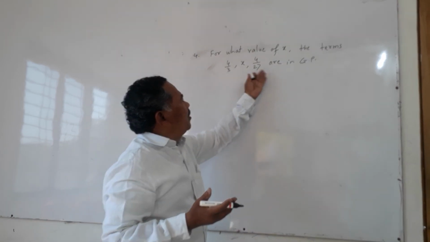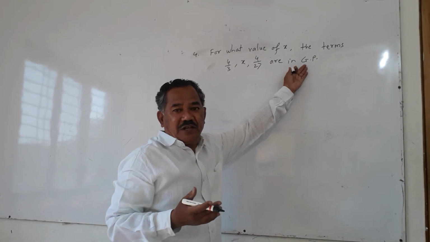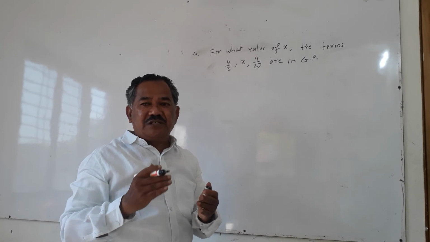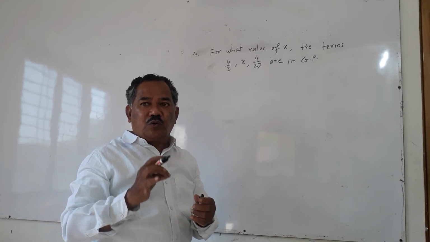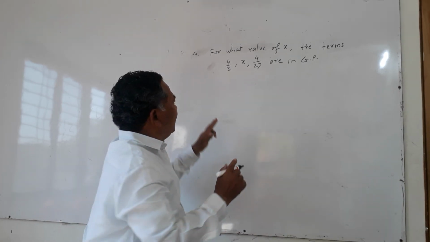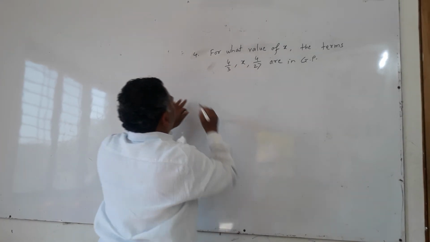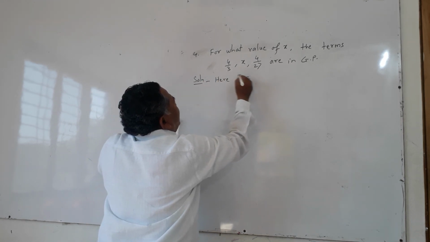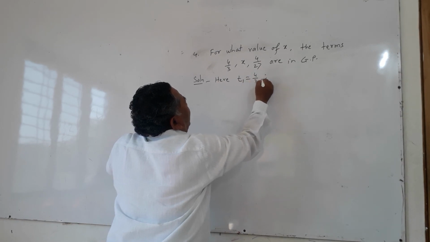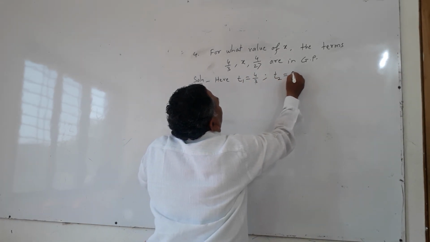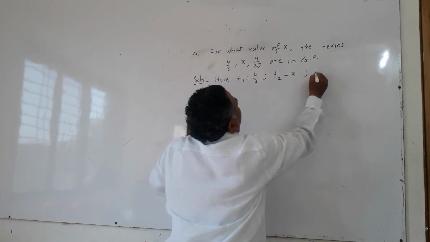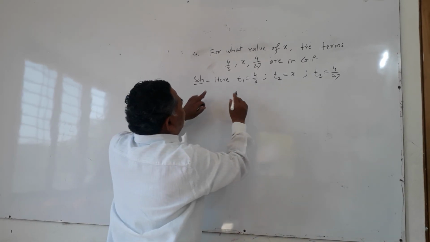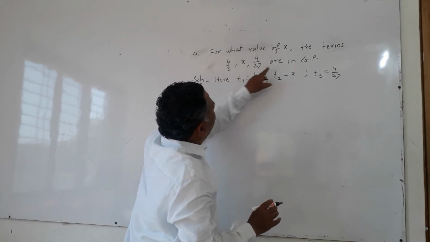We know the three terms are present in GP, in geometric progression. In which manner do we determine geometric progression? Geometric progression means the ratio of two consecutive terms is constant. Therefore this is T1, this is T2, this is T3. Solution. Here we write T1 equal to 4 by 3, T2 equal to x, and T3 equal to 4 divided by 27. Then this is a GP. Already we have tried, this is r in GP.